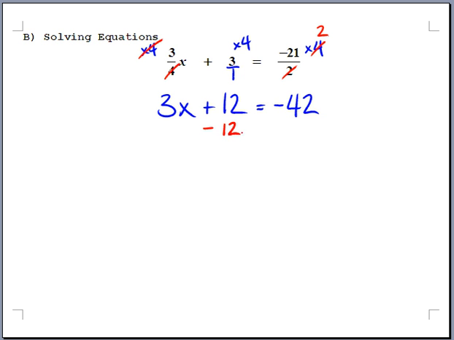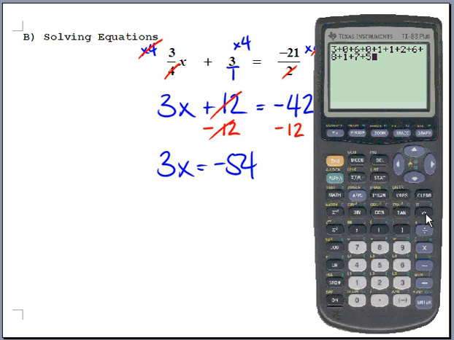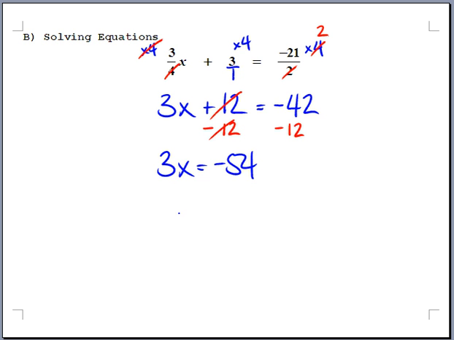We can shuffle that 12 over by subtracting it. It'll cancel on that side. We end up with 3x equals negative 54. And if we grab a calculator, just to make sure, negative 54 divided by 3 should be a nice number, I think. Yeah, there we go, negative 18. So there's a little warm up to get us going. Let's continue.